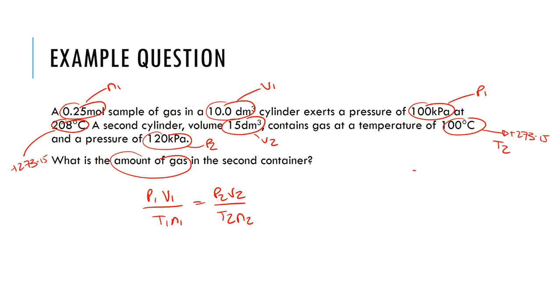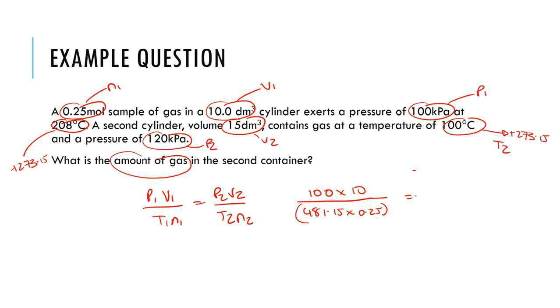It's actually asked us what is the amount of gas in the second container, so that means we have everything else. It always pays to double check reading your question. Let's substitute in. P1 is 100, V1 is 10, all over T1, which is my initial one here, so it's 208 plus 273.15, which is going to be 481.15, and this is going to be multiplied by n1, which is 0.25. Remembering, if it's on the bottom of our denominator, we need to keep it in brackets.